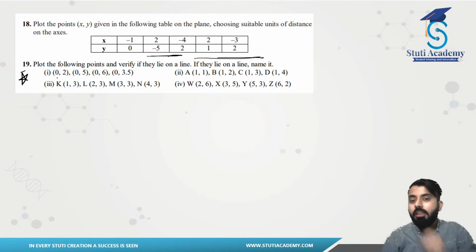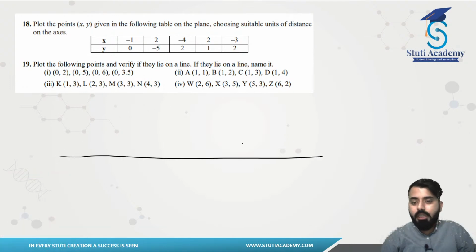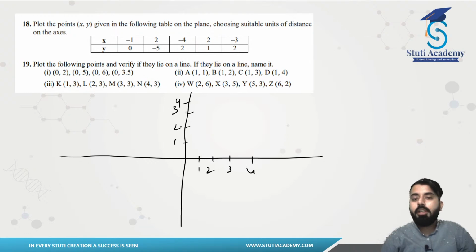Just remember, they should have something common. Either their x value should be the same or their y value should be the same. If they have either of the two values constant for every coordinate, then they will be lying on the same line. Let me give you an example. Let's say I plot a graph right here. Let's say 1, 2, 3 and 4, 1, 2, 3 and 4, and 1, 2, 3 and 4.